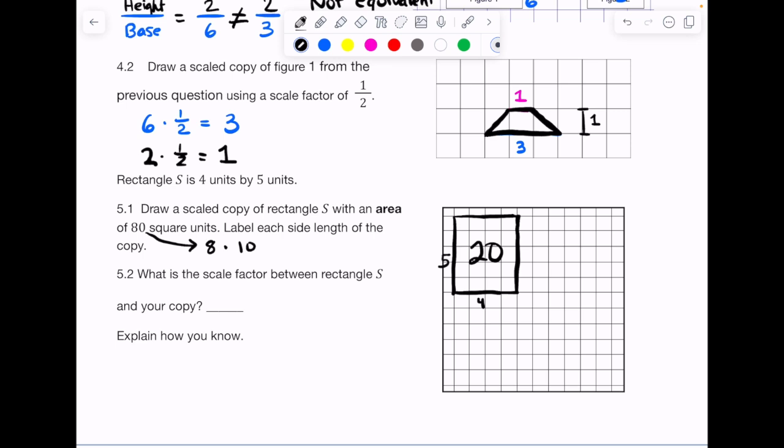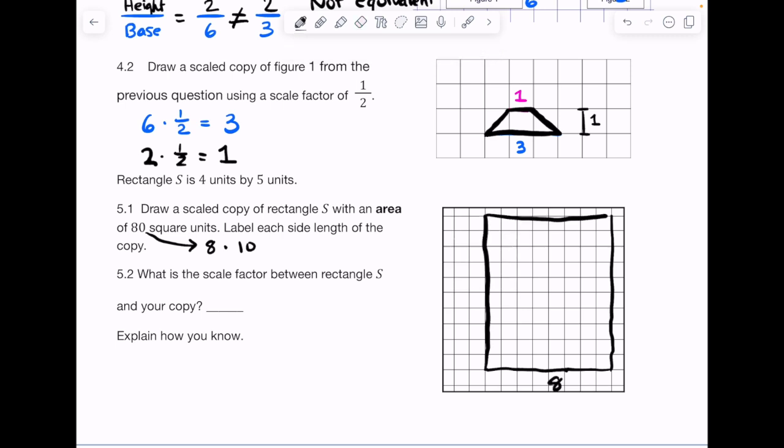So we can try to draw that. 1, 2, 3, 4, 5, 6, 7, 8, 9, 10. And then 1, 2, 3, 4, 5, 6, 7, 8. Okay, so I'm going to need to erase this. This is 8, and this is 10. And that's going to have an area of 80 square units.